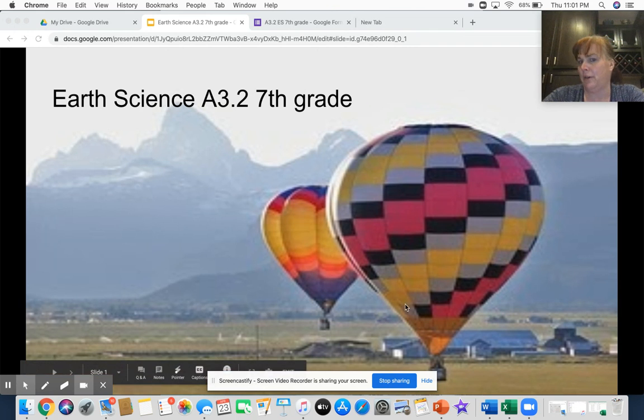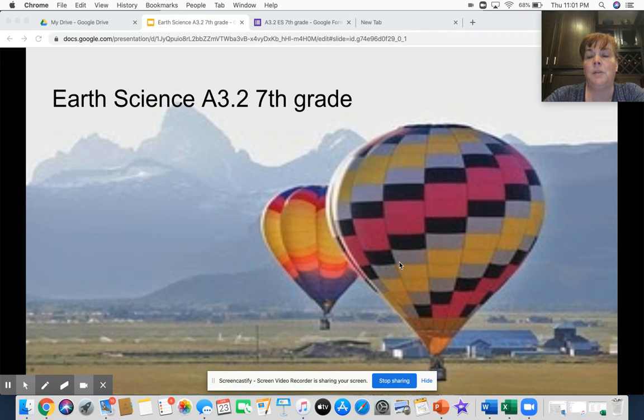And for our background intro today, we have two balloons that are part of a much bigger hot air balloon festival that takes place in Driggs, Idaho, which is one of my favorite places. I used to work at a scout camp right up there, right at the base of the Grand Teton.